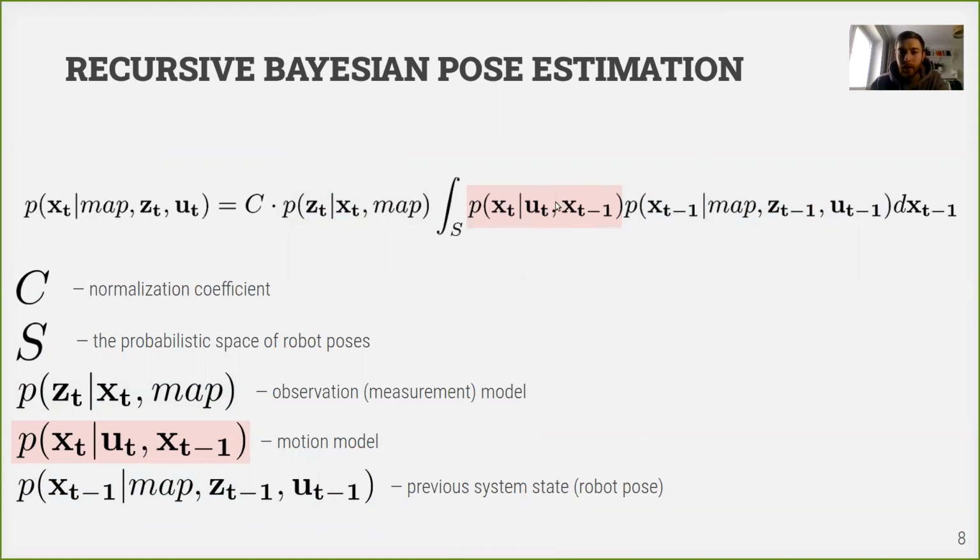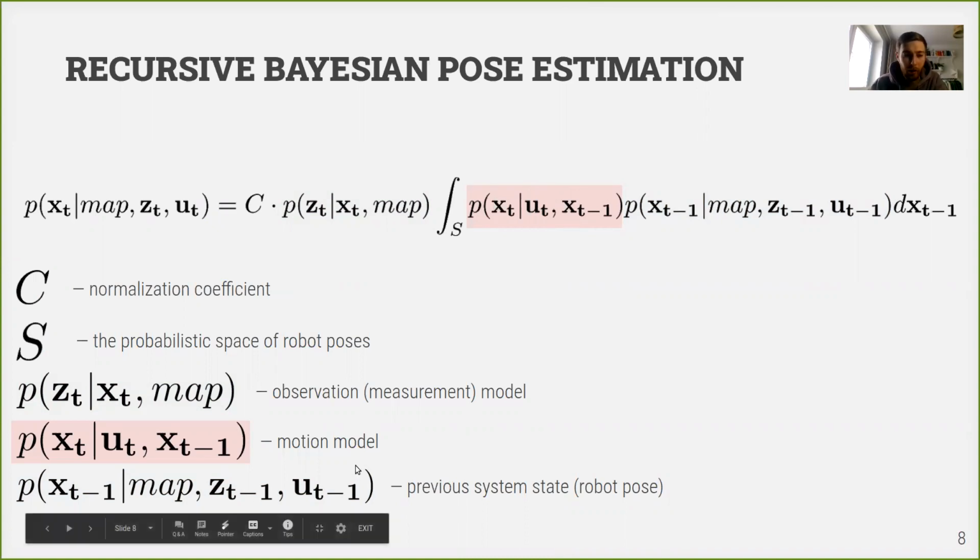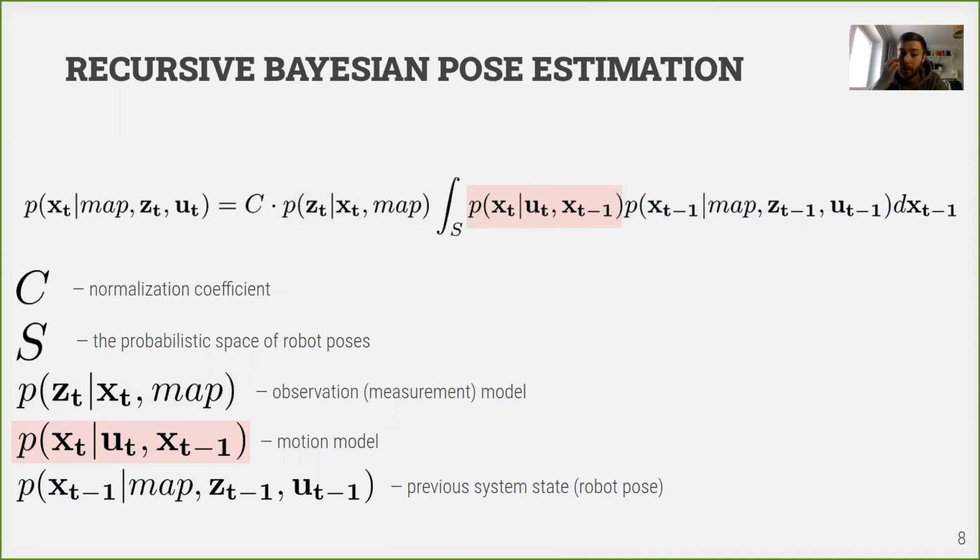As we see, this motion model connects previous pose, previous system state with the current system state, and it uses so-called control signals, U. So these control signals are signals we are commanding our robot, or commands we are giving our robot to move in space. And it has probabilistic form because our motors are not precise and our motions are not precise. And we will discuss further what are sources of uncertainty in our systems.